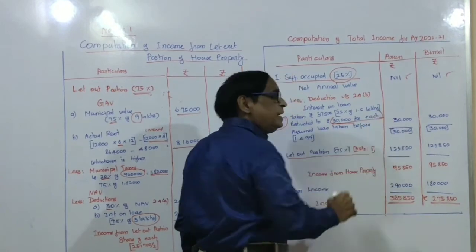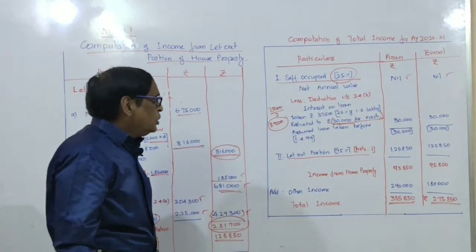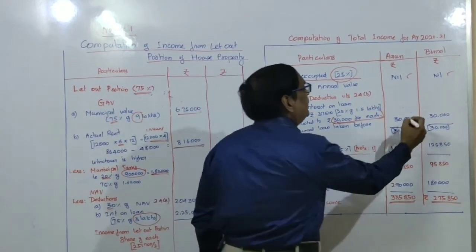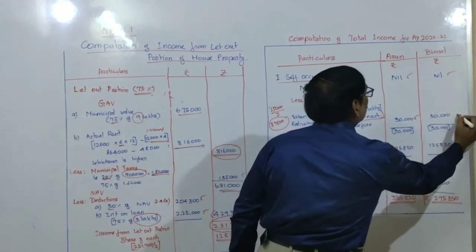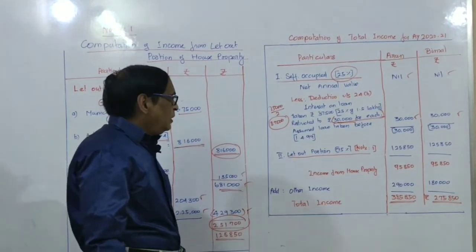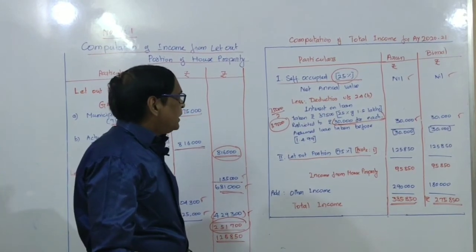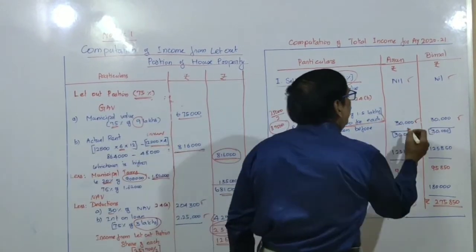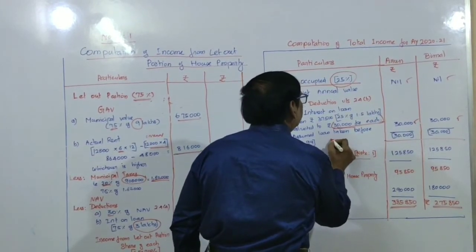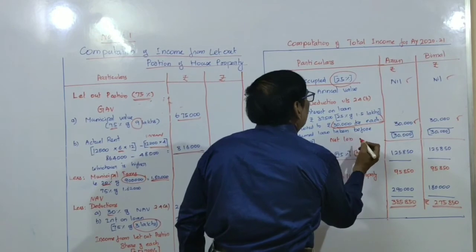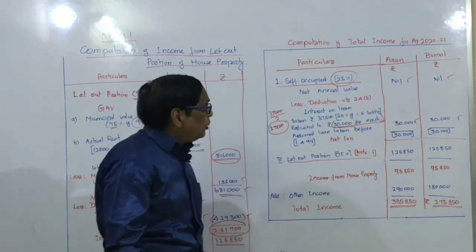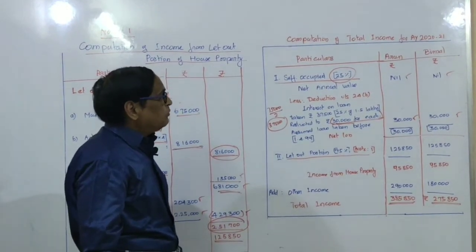Understand? We had already seen this in our online classes. So it is restricted to 30,000 for each co-owner. So 30,000 rupees for Arun, 30,000 for Bimal. We can enjoy the deduction on interest on the loan borrowed to purchase that house. So if we deduct, this is a net loss on the self-occupied property, 30,000 loss for Arun, 30,000 loss for Bimal.